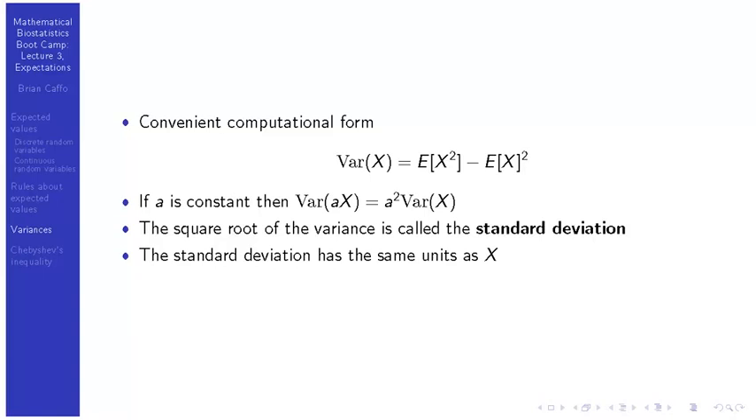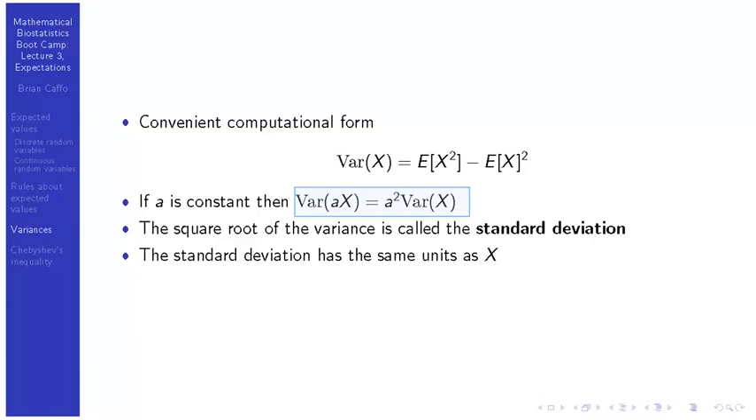It would be convenient if the variance operator was also linear. It's not. As an example, if you pull a constant out of the variance, it gets squared. So variance of a times x, where a is not a random variable, is a squared variance of x.